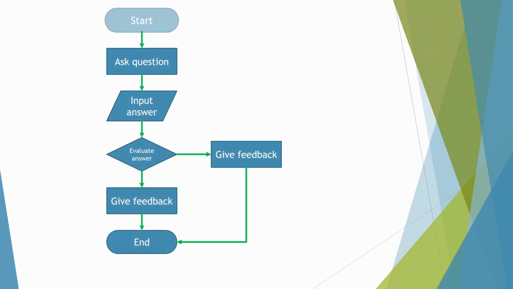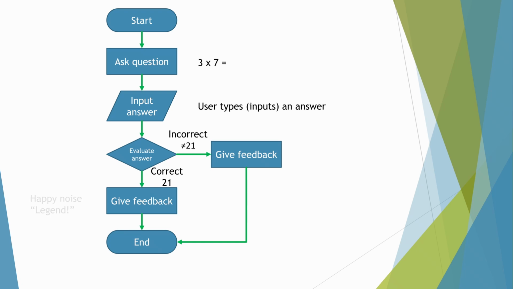In this flowchart, we start by asking the question, then wait for the user to input their answer. The chart shows how the program evaluates the answer and provides feedback based on whether it's correct or incorrect. For instance, if the answer is 21, then the program responds with legend. If it's incorrect, the program might say, you're wrong, it's 21, and encourage you to try again. This back and forth shows how decisions and actions are organized in flowcharts.